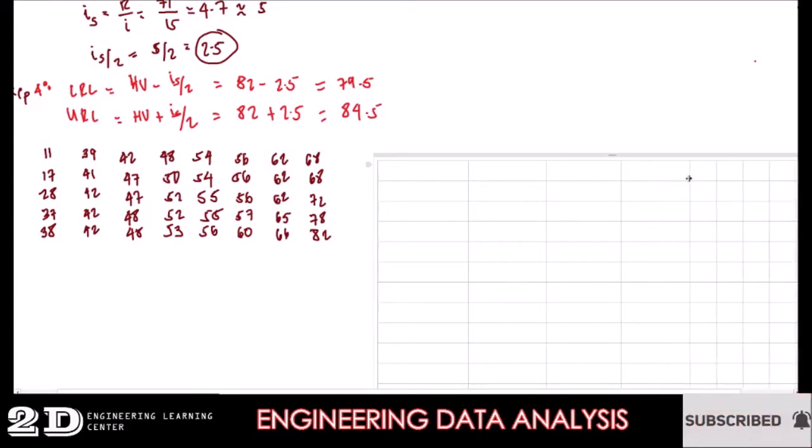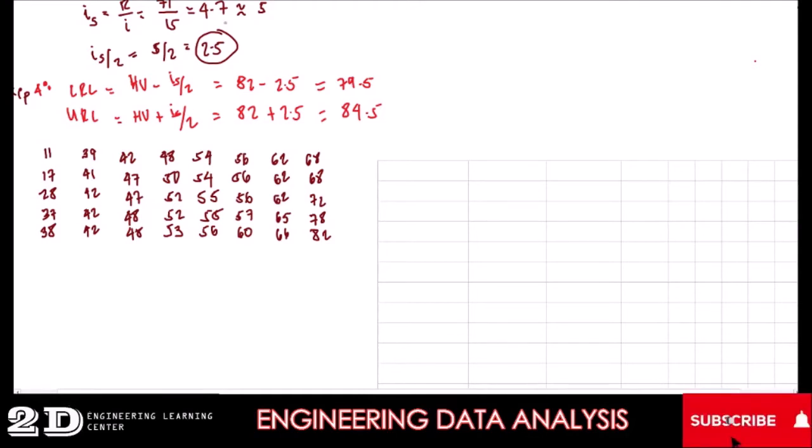Now what we will do here is to have the first four columns of our table. The first column is for the real limits. Here you will write the lower real limit on this side, which will be 79.5. Then in this part, you will write the upper real limit, which will be 84.5. Then the next interval, because our interval size is 5, it is just easy.